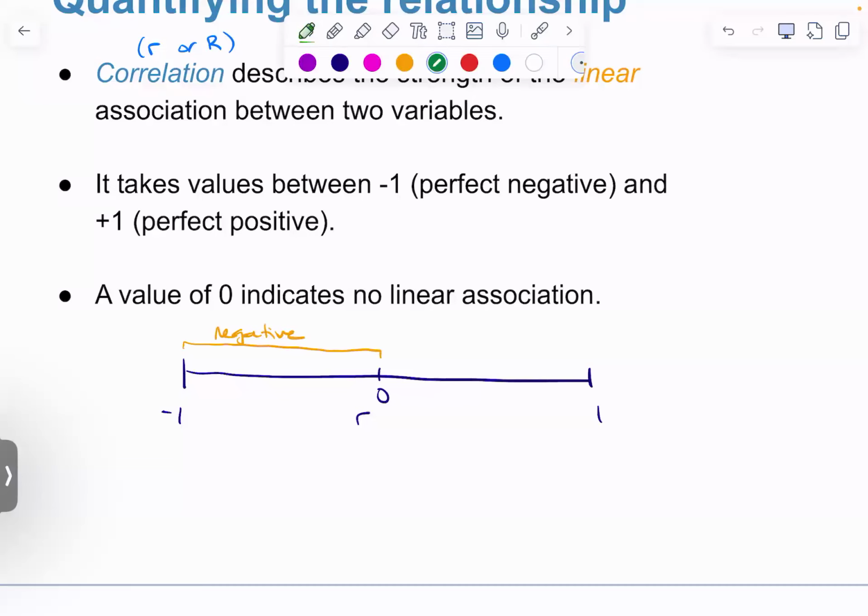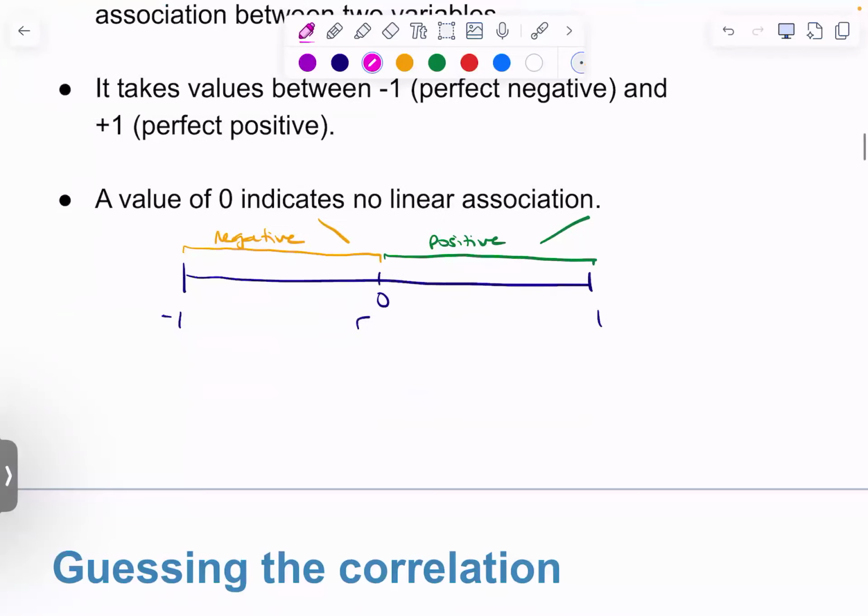If the correlation is positive, you have a positive relationship, right? Looking like this, or looking like this. A correlation of 0 means that there's no relationship here. There's nothing going on. Okay, and so here, a correlation of 0 means no relationship.